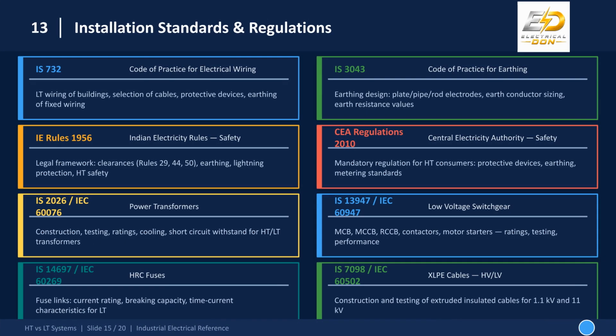Installation standards rely on national and international regulations. IS 732 guides LT wiring, while IS 3043 covers earthing design. IE Rules 1956 and CEA Regulations 2010 provide the legal framework for electrical safety, particularly for HT consumers. Specific standards exist for transformers, switchgear, fuses, and cables.